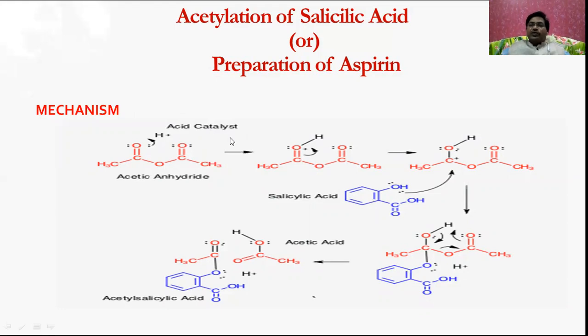In general, we use concentrated sulfuric acid. Acetic anhydride, this one. First of all, this undergoes protonation. This oxygen undergoes protonation, so that here it is a positive charge, and here it is a positive charge. After getting the positive charge on the oxygen, some changes take place where this is going to be the OH, and here this is going to be the plus charge.